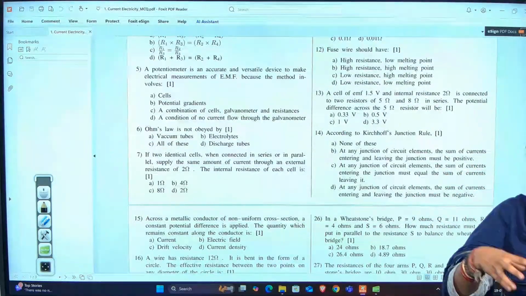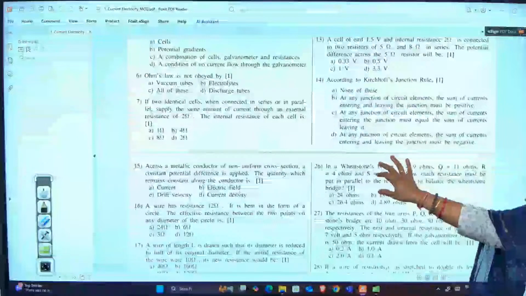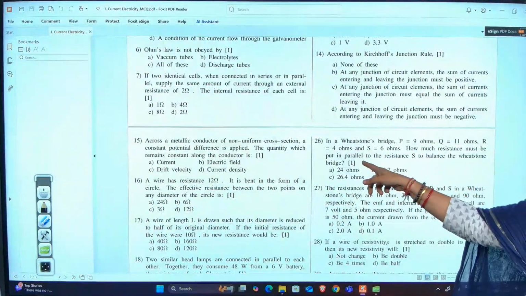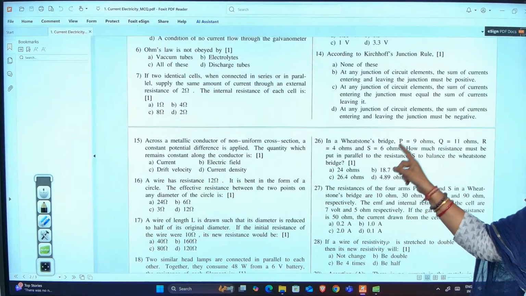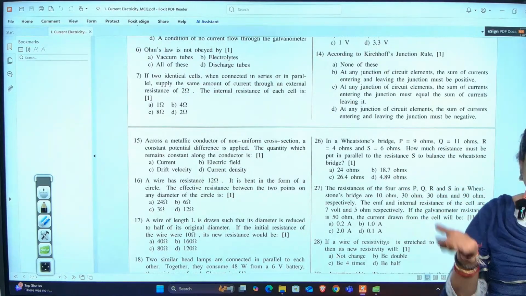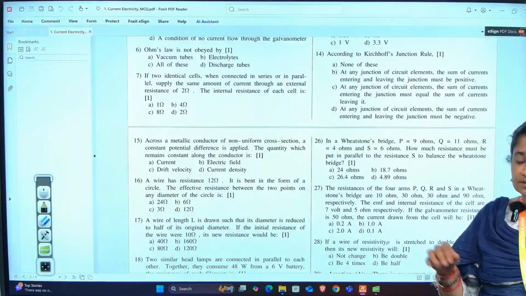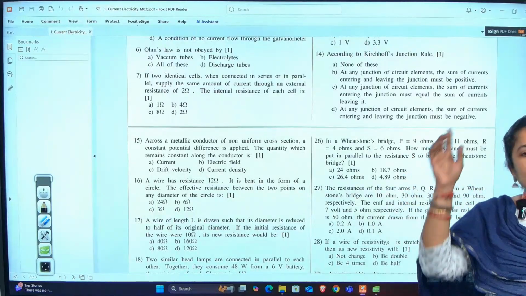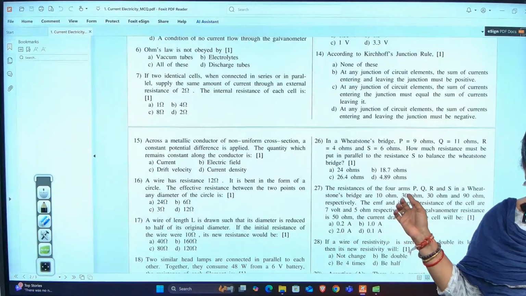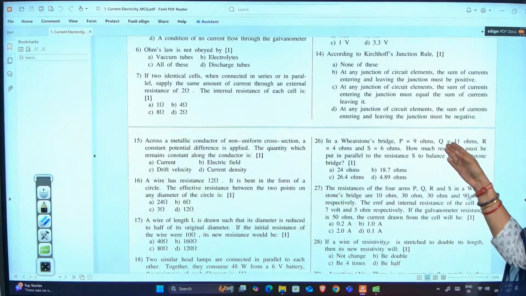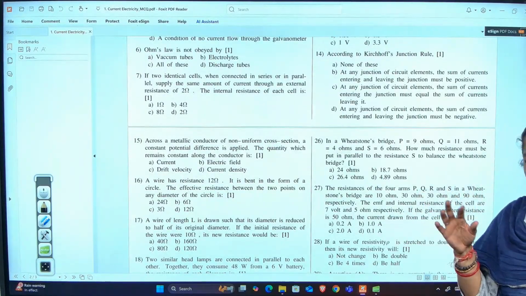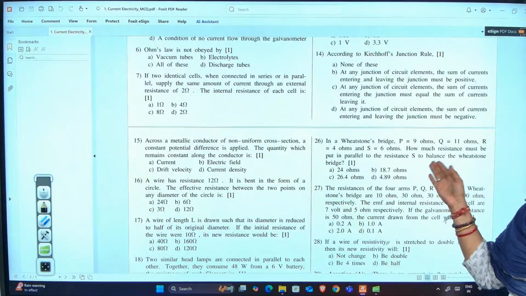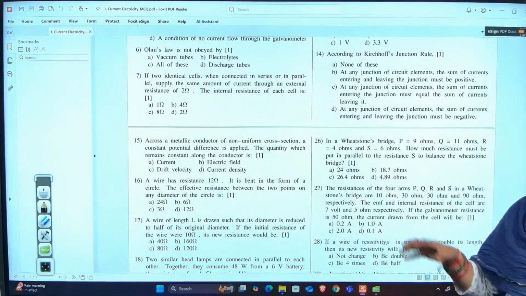The amount of current entering a junction should be equal to the amount of current leaving the junction. In the Wheatstone bridge, how did we solve this? P by Q should be equal to R by S. But first find what the net resistance of S should have been, and then put it in parallel with this 6 to get that value. Remember how we did this? 9 by 11 is equal to 4 by X. Find that X, then 1 by 6 plus 1 by X is equal to that value, whatever you got on the ratio.